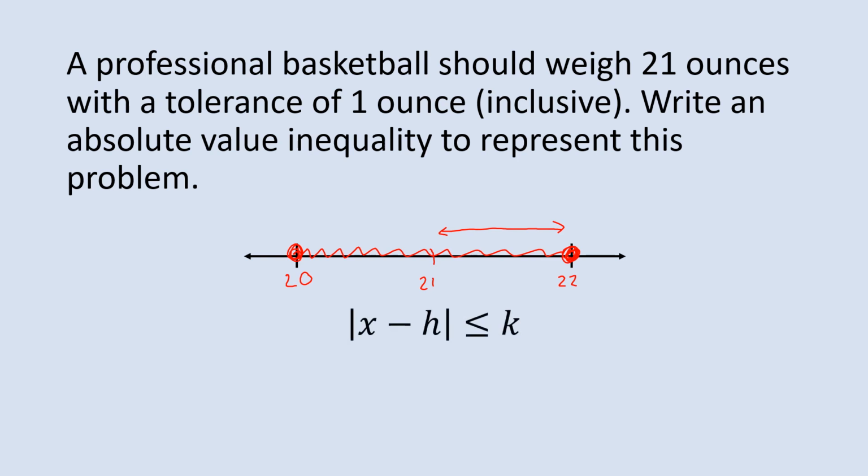Again, we're using this form. This is the middle again, so it's another less than or equal to problem. And then we're just going to plug everything in. So we have the center, which is 21, and from the center to the endpoint is 1. So our absolute value inequality would be the absolute value of x minus 21 is less than or equal to 1.